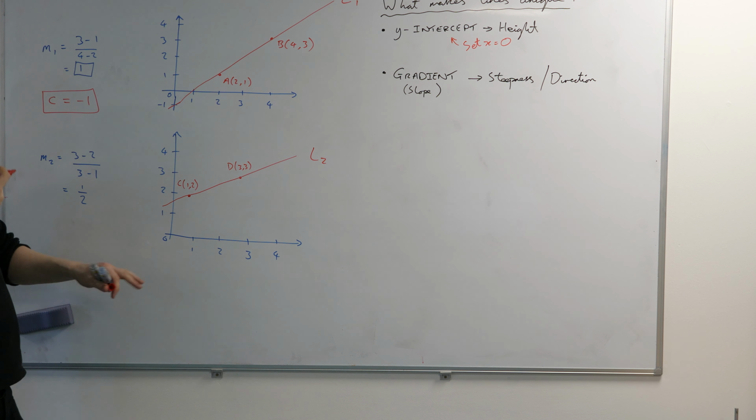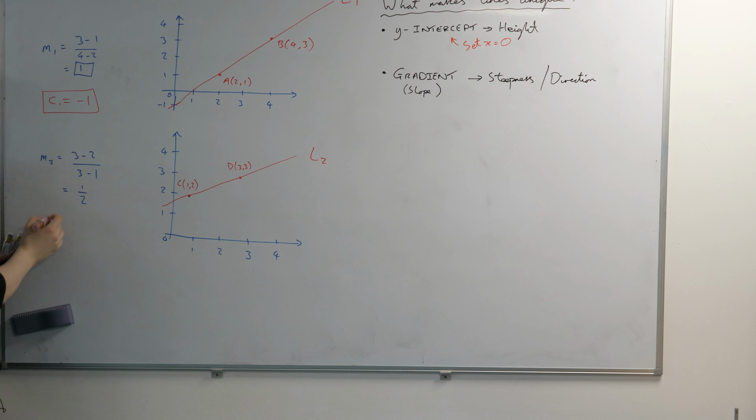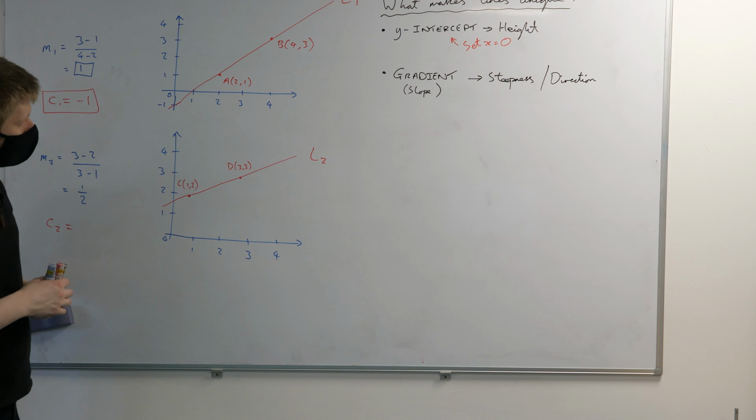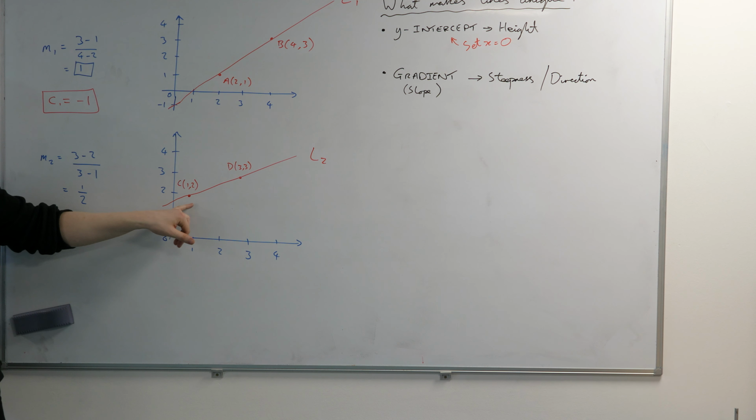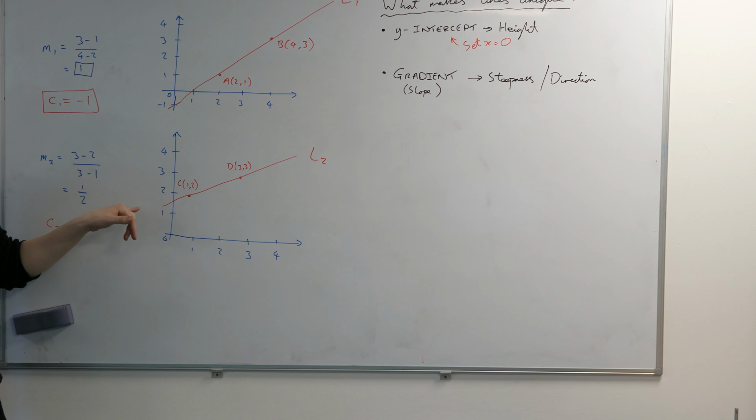So could you do the same thing then, but find the y-intercept for this line? So this will be c1. What's the y-intercept of line 2? Is it 2? It's not 2. So think about this point, 1, 2. If I move to the right by 1, I should move a half up. That's what my gradient is telling me. Which means if I move to the left by 1, I move a half down instead.